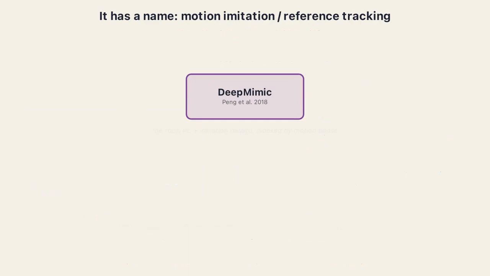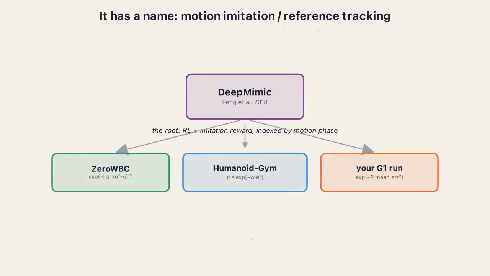This has a name, motion imitation or reference motion tracking. The original recipe is a landmark paper from 2018 called Deep Mimic, which used exactly this. Reinforcement learning plus an imitation reward, indexed by the phase of the motion. Almost everything modern is built on it. In our own paper library, 0WBC and Humanoid Gym use the same structure, the same e to the minus error squared form you are using. You are running a direct descendant of Deep Mimic.